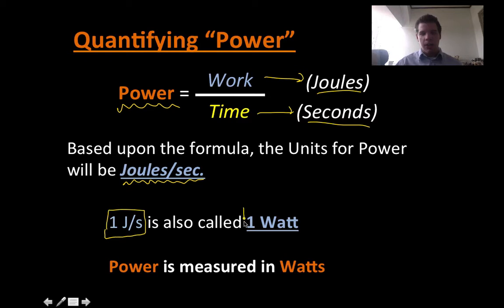We'll call that 1 watt. You've probably heard the term watts before. You've seen it on light bulbs and all kinds of power sources. That is what a watt is. It's 1 joule of work done in 1 second. So when we measure power, we measure it in these units called watts. So when we do a power problem, at the end we'll say it has a certain amount of watts of power.